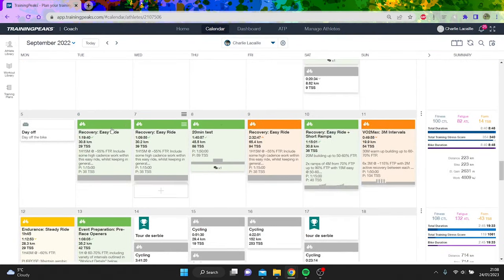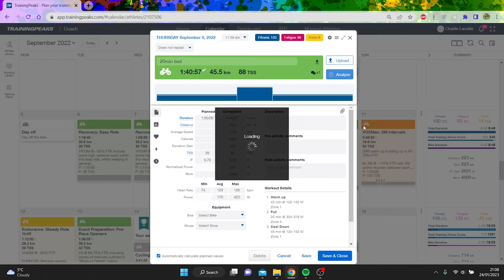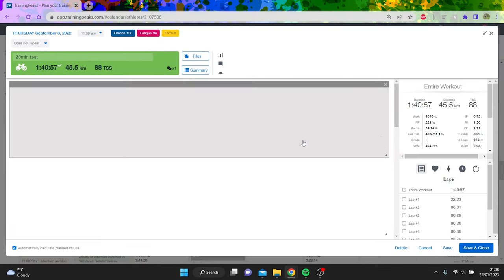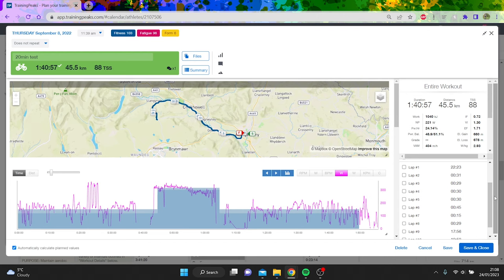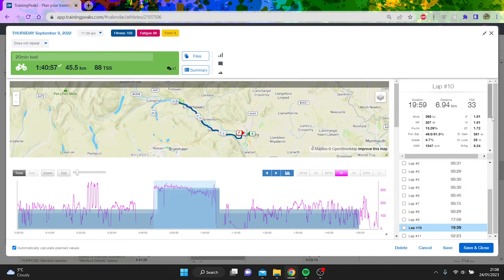Like, okay, I had this super, super easy week. This 20-minute test was embarrassing. We'll actually go through this. I didn't post this on Strava. I was that embarrassed because it was horrendous. I actually went to Wales. I drove to Wales to do it because I was properly keen.